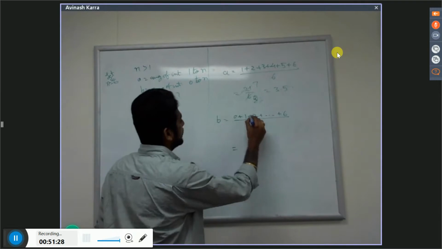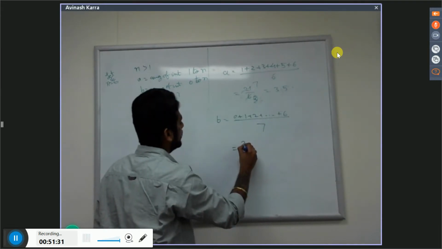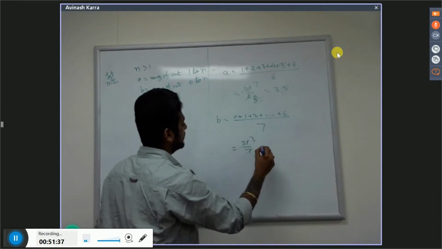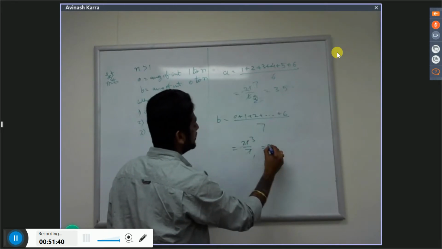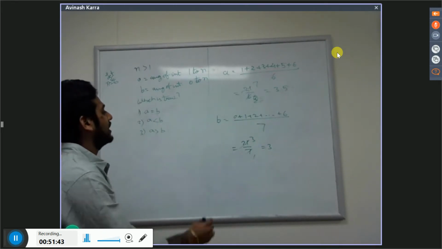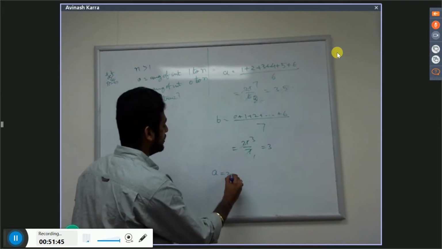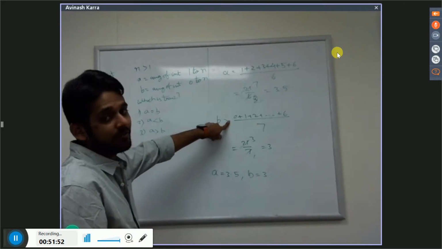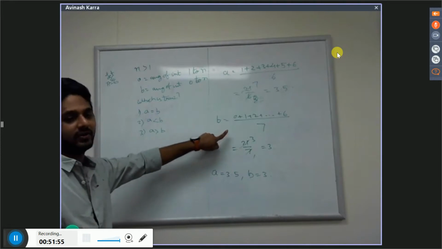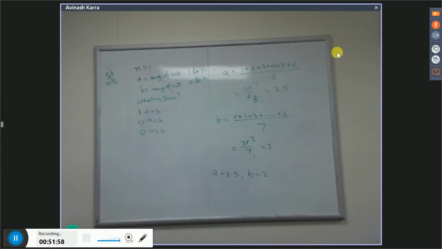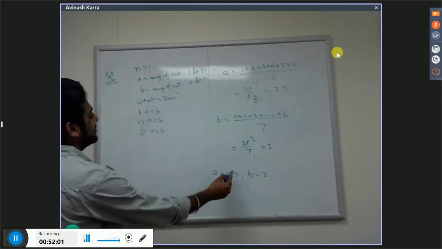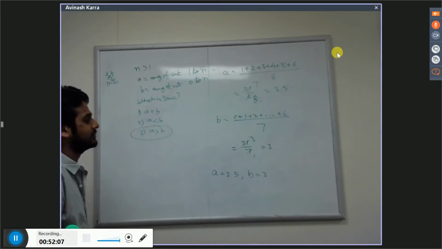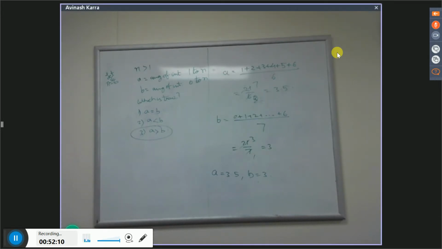So this whole sum is also 21 by 7, right? 7 threes are 21, so 3. So what is the value of B? 3. So A is equal to 3.5, B is equal to 3. See, even though 0 doesn't have a value, it played the game or not. So according to this, A is greater than B. That is the answer. I hope you guys understand this.